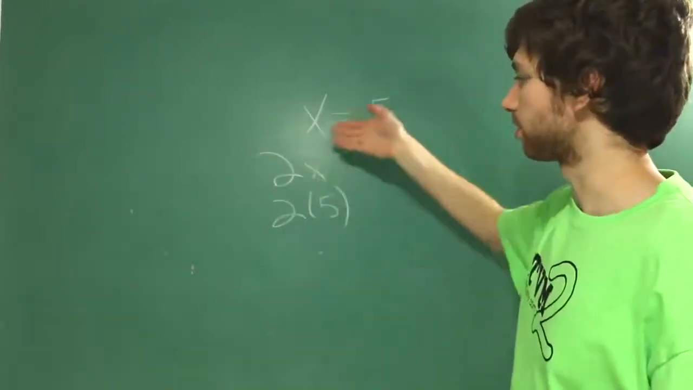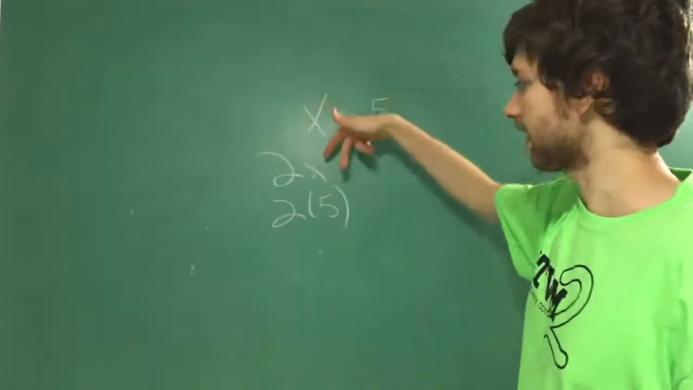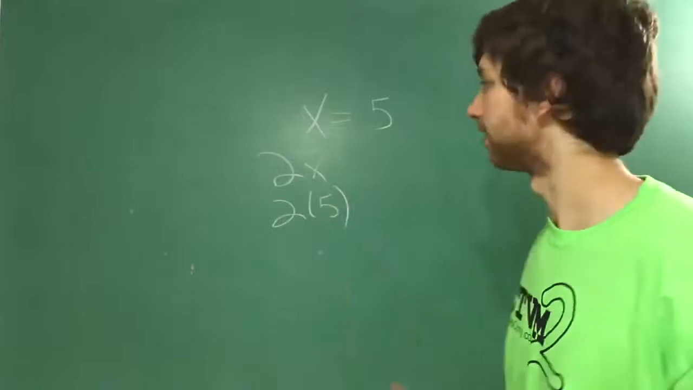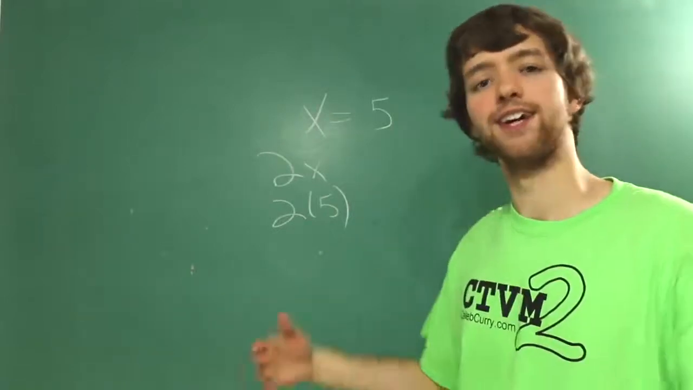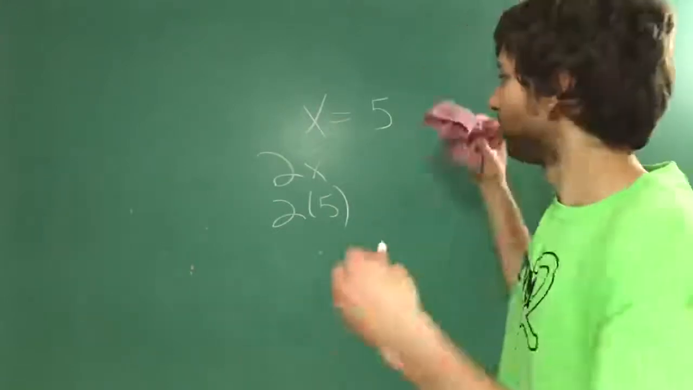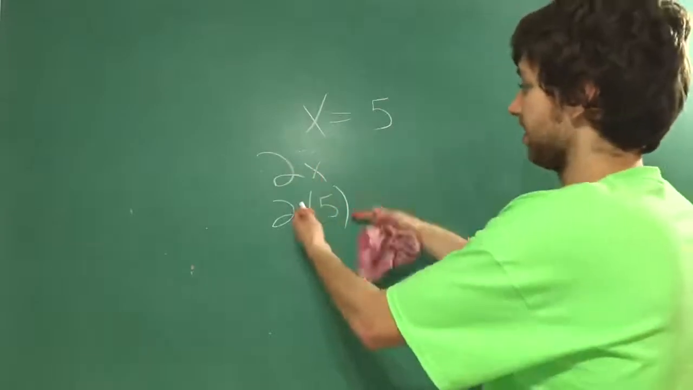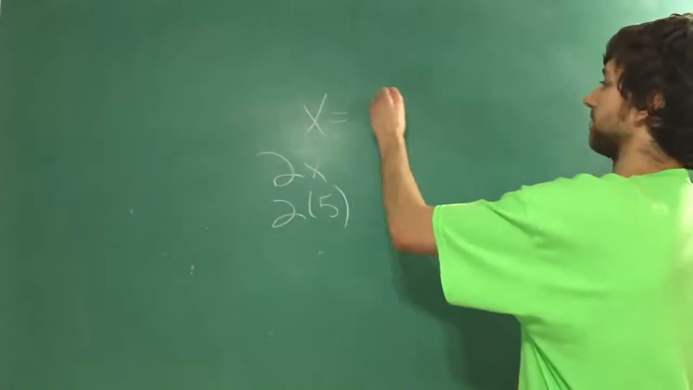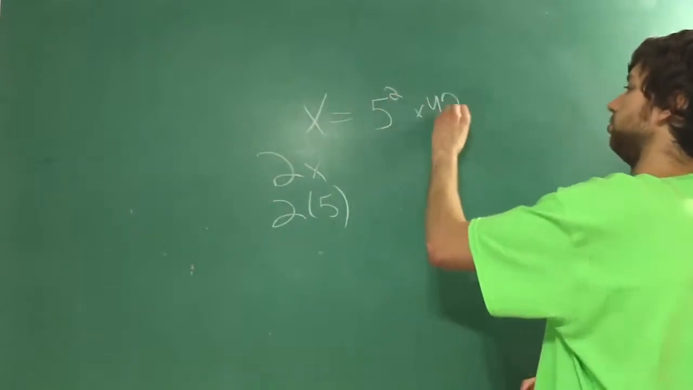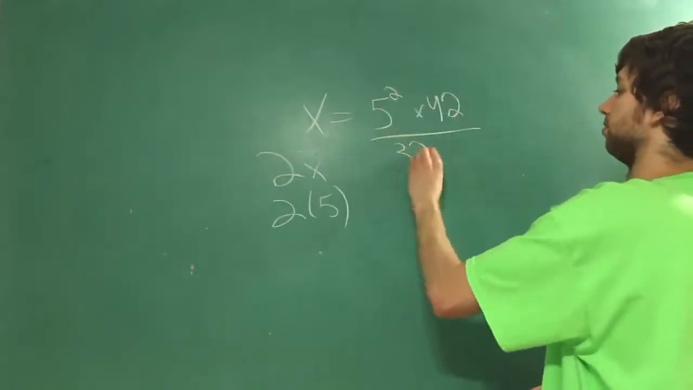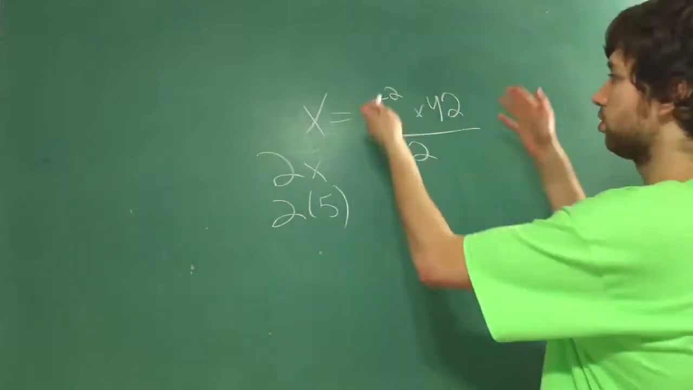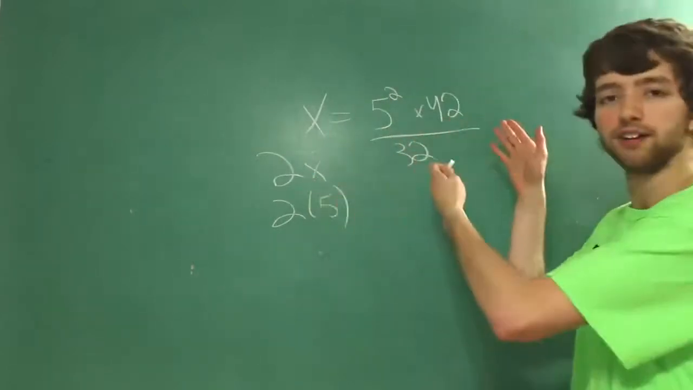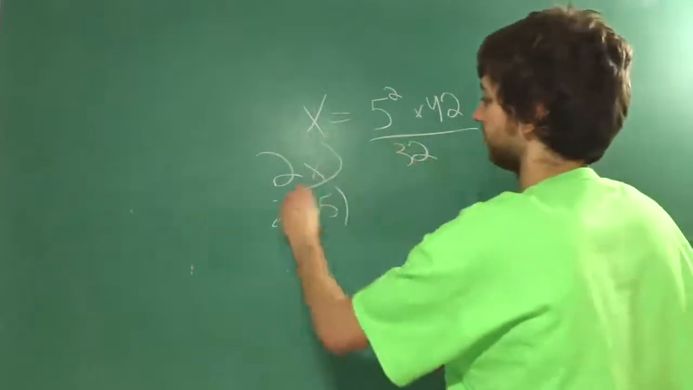Now, you might be wondering, what the heck is the point of this x here? Why don't you just put the 5 there? I know that's a very valid point, and that's why a lot of people don't understand variables when it comes to math. You could put it in line like that every single time, but what if x is something like 5 squared times 42 divided by 32? Well, you could take all that and put it in for x, but this is much simpler.